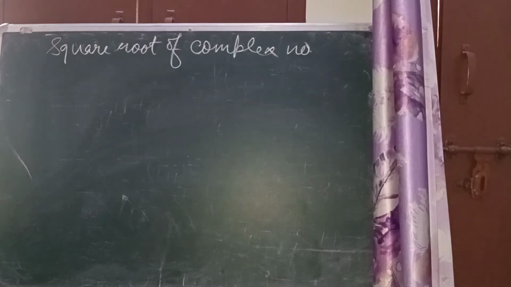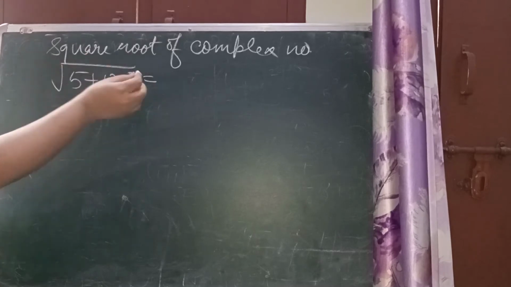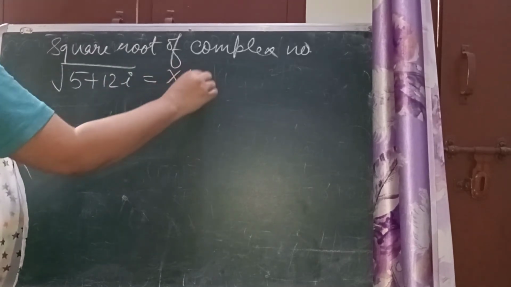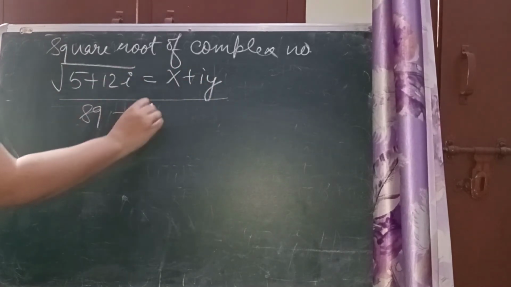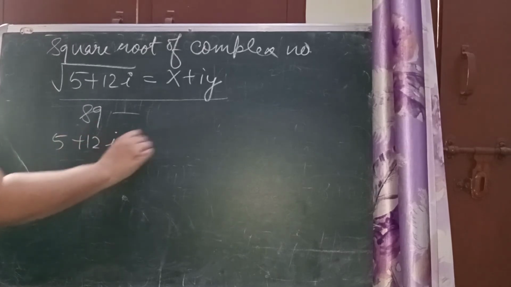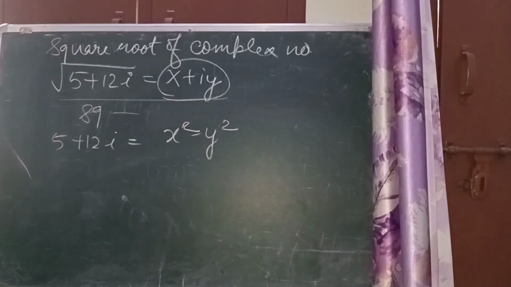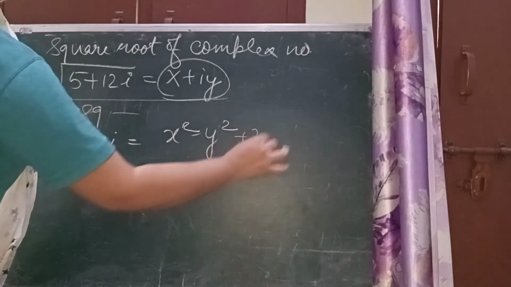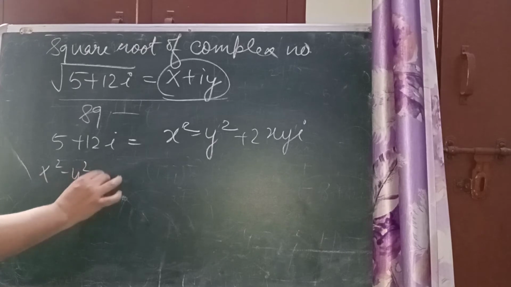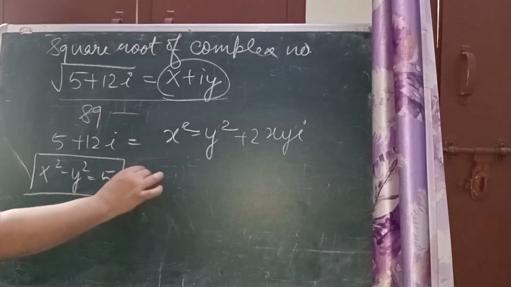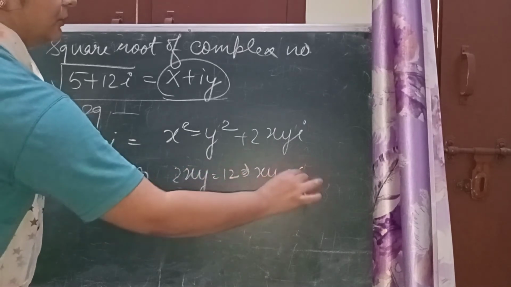Suppose a complex number is given, 5 plus 12i, and we have to find its square root. First of all, let us compare it with a standard complex number, x plus iy. Squaring both sides, 5 plus 12i equals first term square, plus second term square which will be minus y square because i square is minus 1, plus 2xyi. On comparing, we get x square minus y square is 5. This is our equation number 1. And 2xy will be 12, so xy is equal to 6.